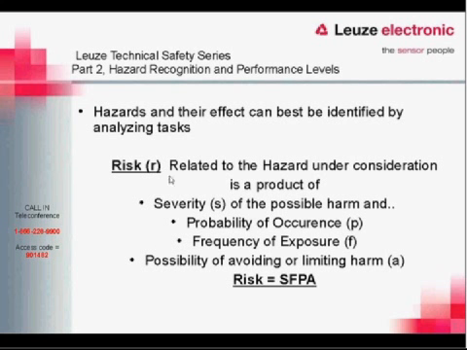So when we do a risk assessment, the way we calculate our risk at the end is that the risk related to the hazard under consideration is a product of the severity of the possible harm, the probability of that occurring, the frequency of your exposure to that harm, and the possibility of avoiding or limiting it. So our risk equals SFPA, so severity, probability, frequency, and avoidance.